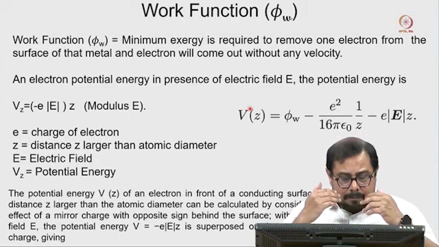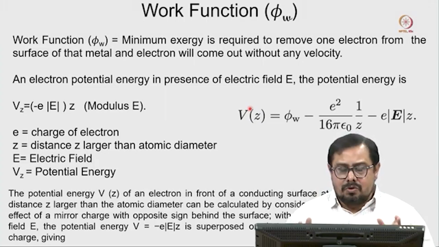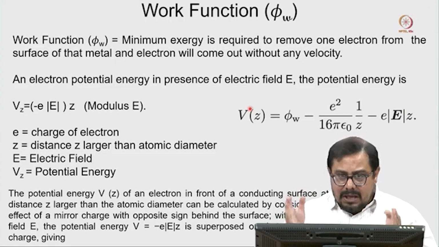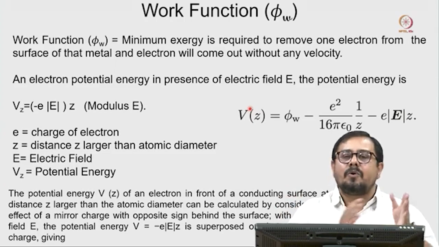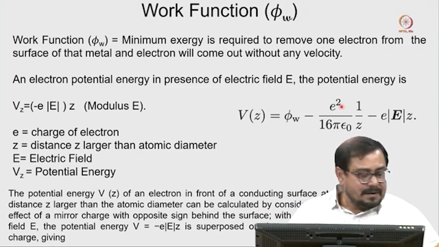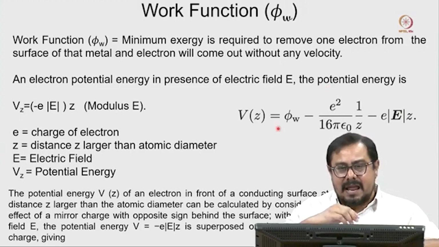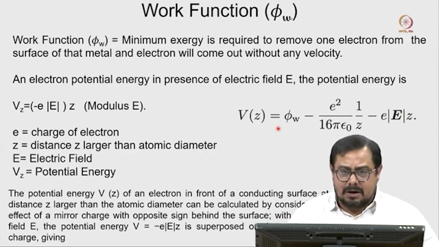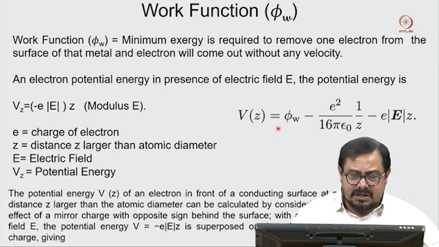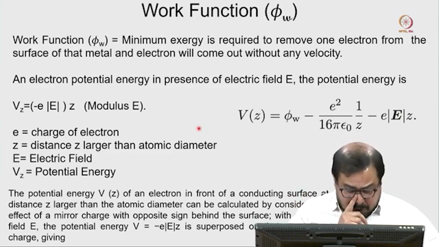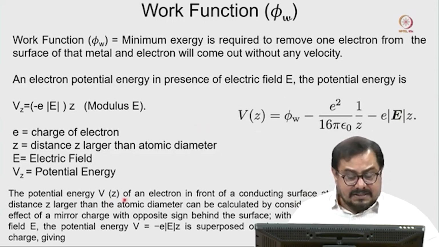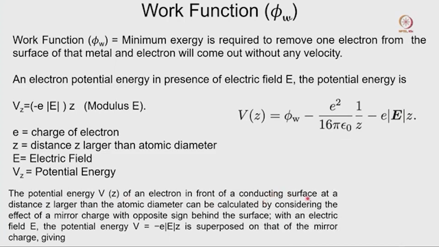Even biologists are using this electron microscope. So, you should know your equipment, you know your microscope first before you start doing your work. Here, what is the relationship between the potential energy of the metal and the electron coming out and their work function? If we consider the relationship between this metal ion, here is the potential energy. Here the potential energy Vz of an electron in front of a conducting surface at a distance z which is larger than the atomic diameter.